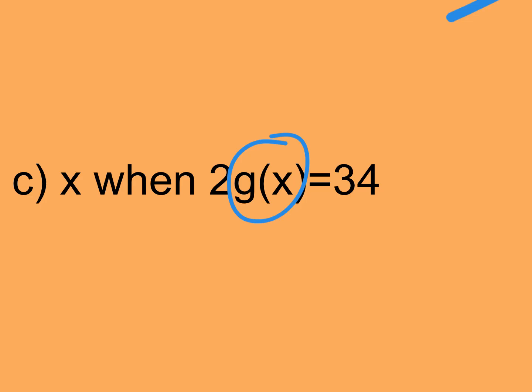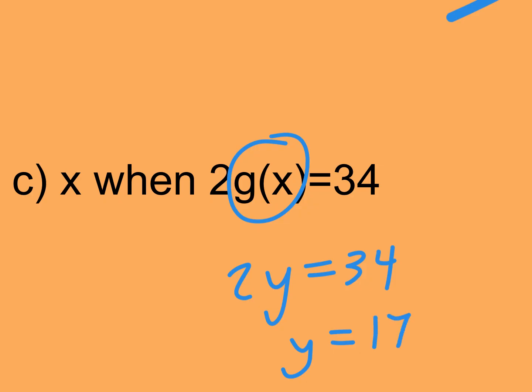So, can you tell me, didn't I tell you yesterday that f of x is kind of like y? Didn't I say f of x is like y? So isn't g of x kind of like y also? So isn't this kind of like 2y equals 34? Isn't it? Yeah. So then isn't y really like 17?